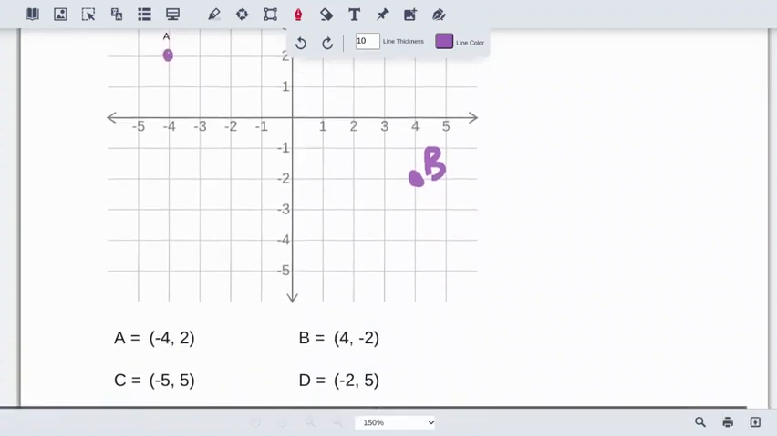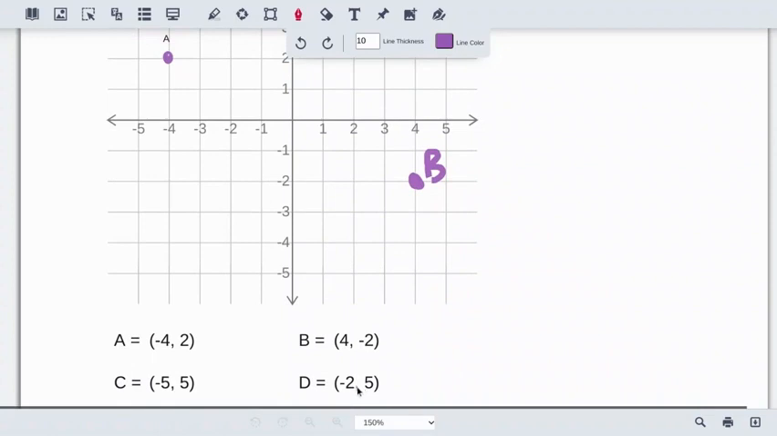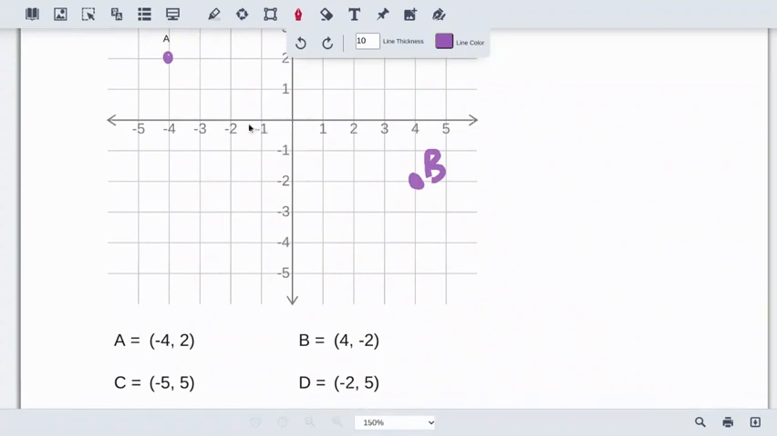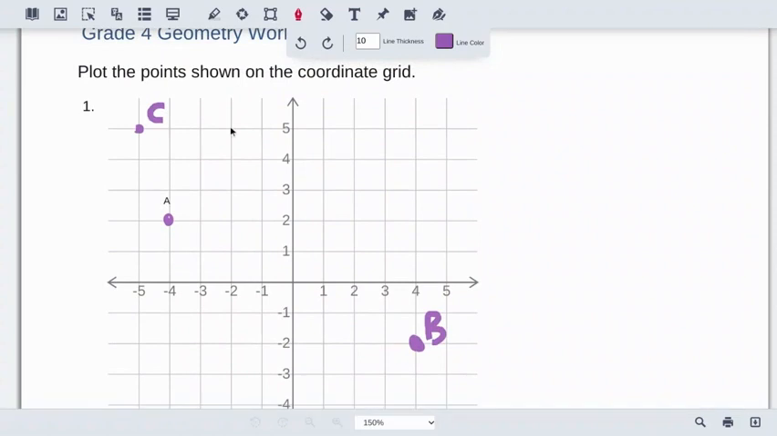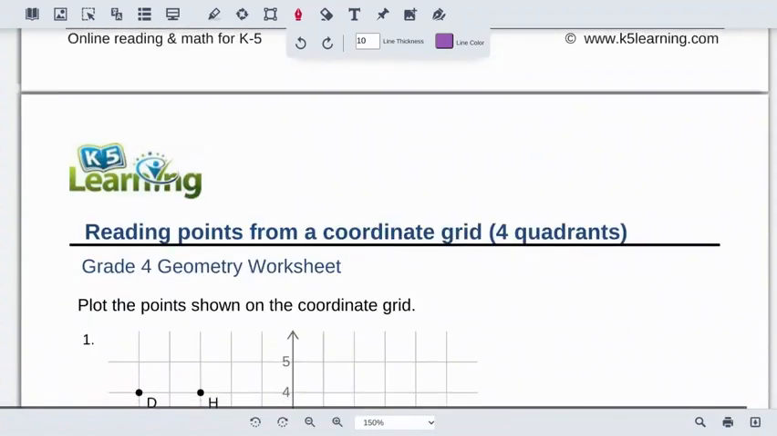All right. And for D, the last one I'm going to do with you, D is -2 for the x value, 5 for the y value. So -2, I'm going to go over to -2 on the x-axis, and then I'm going to go up to 5. So it should actually be on the same line as C. And that's where I'm going to plot D. That's how you do page 1. All right, let's cruise down to page 2.